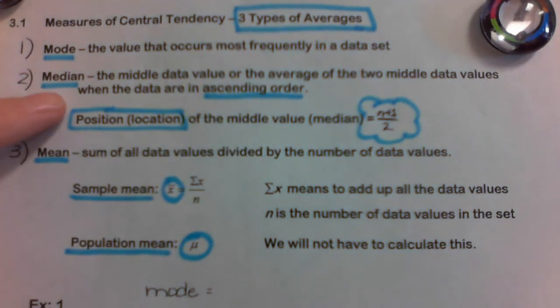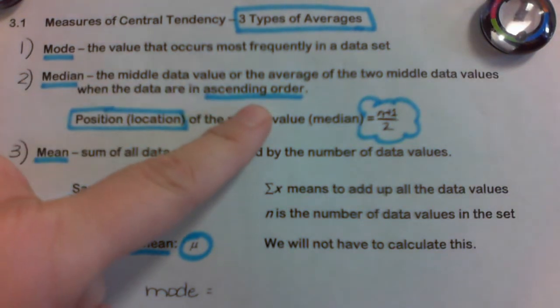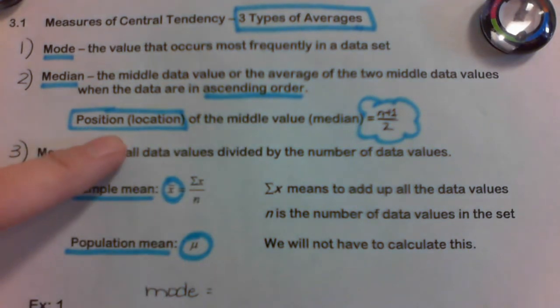Then we have the median. The median is the middle number. Now, what's important when you calculate the median is that you put your numbers in order from the smallest value to the largest value. We'll also be discussing the position or the location.